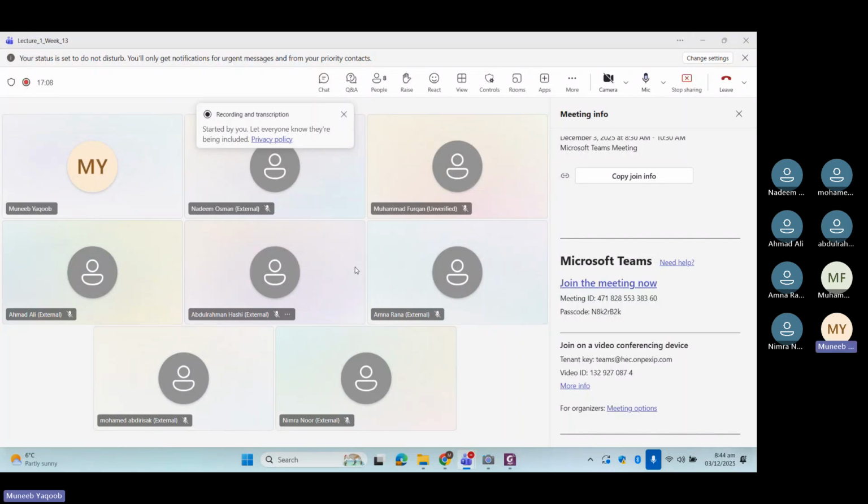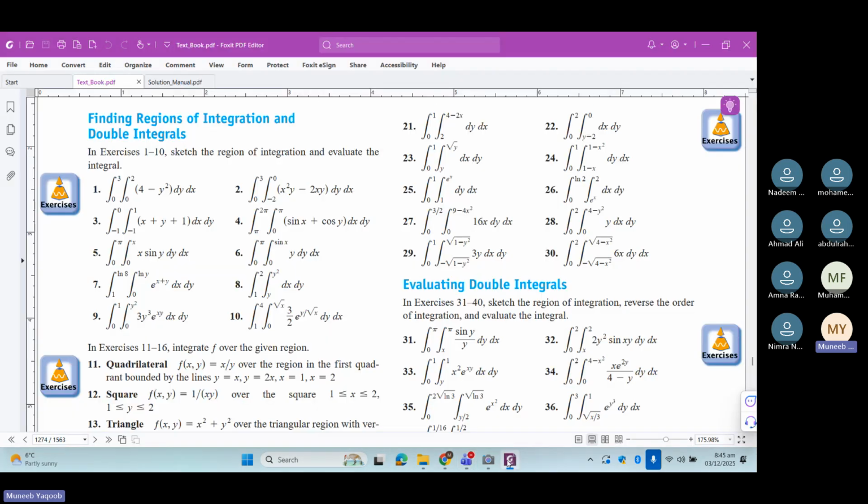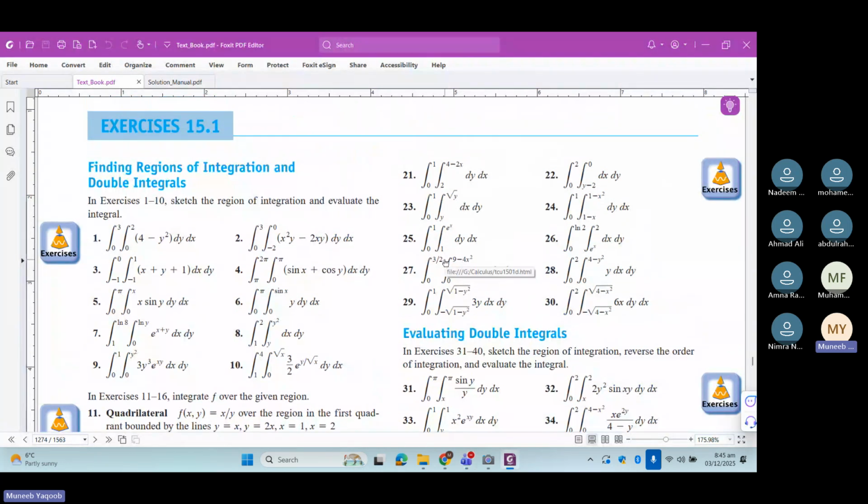Today on 3rd December 2025, I'm starting lecture number 13, lecture number 1 for week number 13. And the topic of today's lecture is double integration. So students, in our textbook, exercise 15.1 is basically that exercise where we learn how to perform double integration.